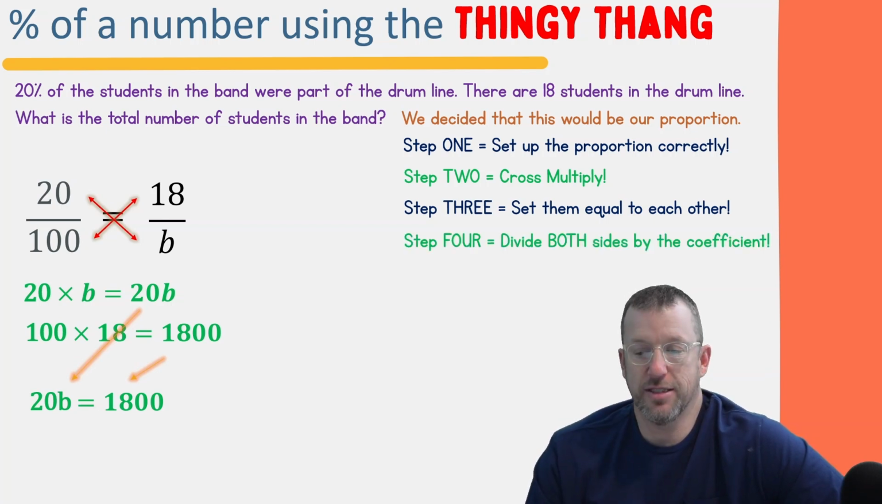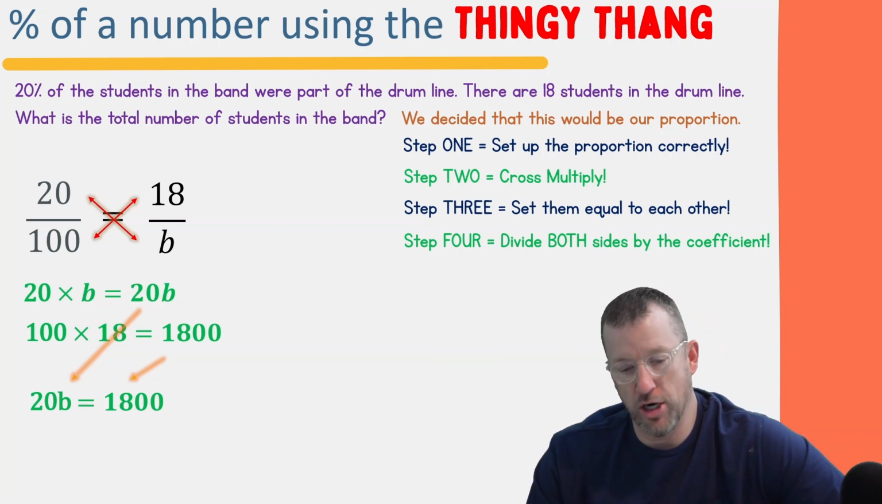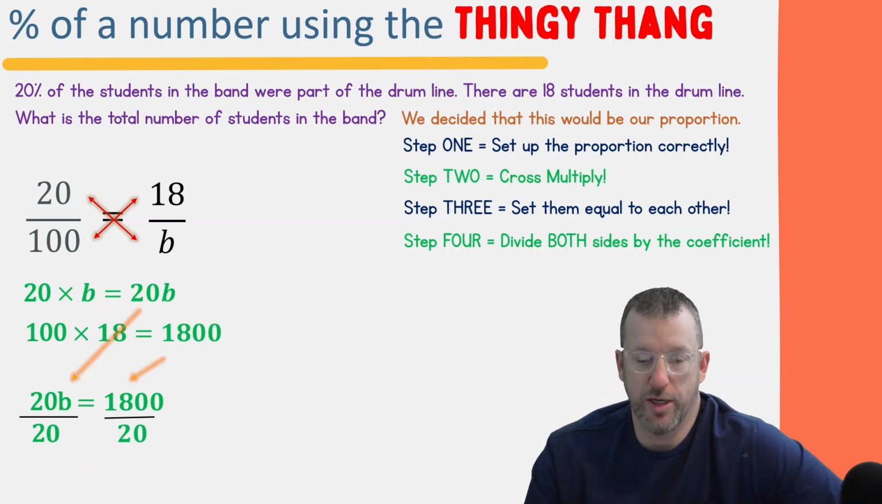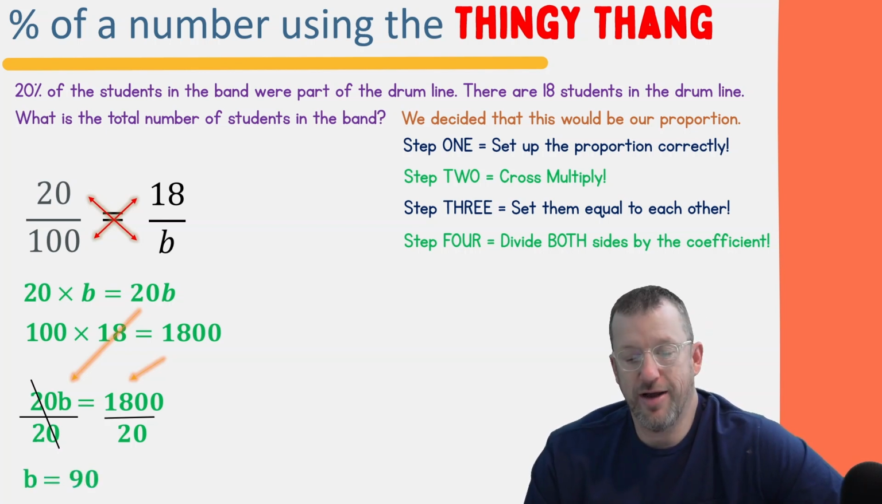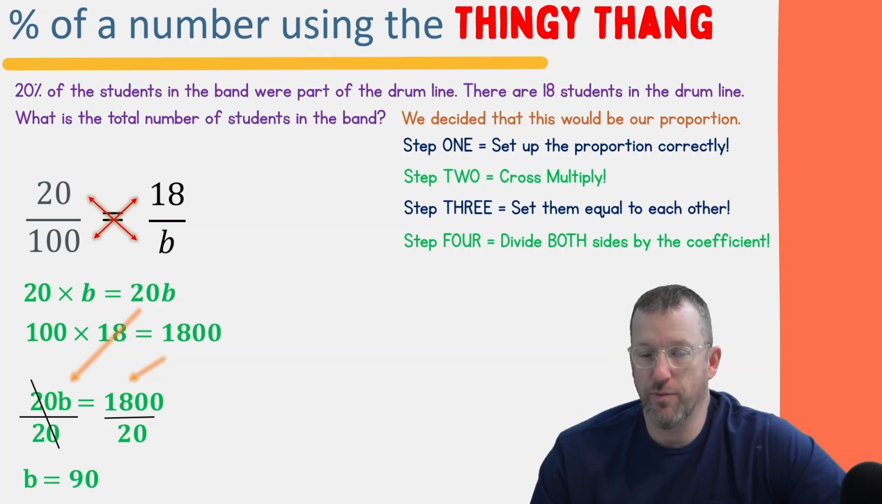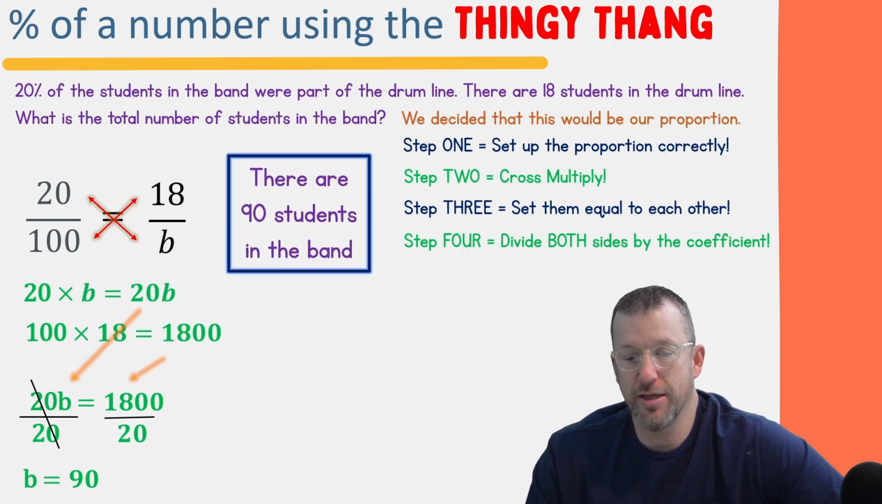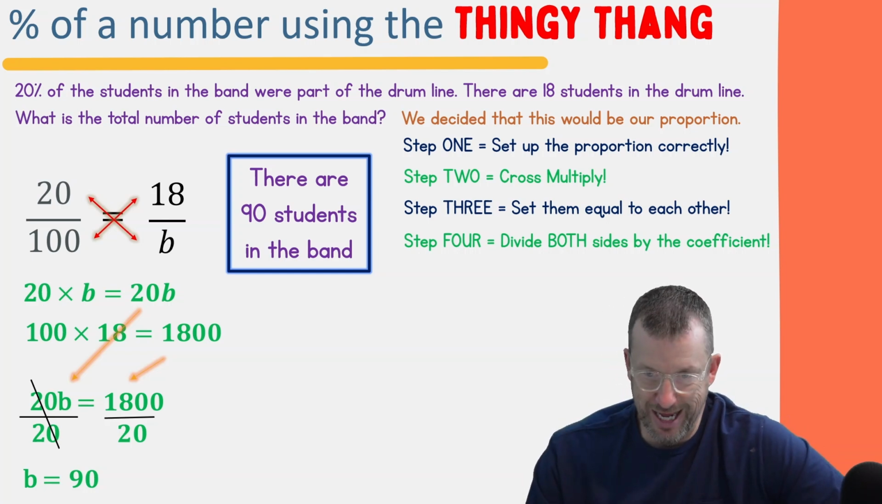So what we have is 20B equals 1800. And the final step is divide both sides by the coefficient. The coefficient is the number that's touching the variable, and that would be 20. So we're going to divide both sides by 20. And remember that 20 divided by 20 is going to cancel out and make 1B, which means one side is going to be B. And then 1800 divided by 20 gives us 90. So that B represents 90. And what was the B all about anyway? Well, it's the answer to our problem, which was what is the total number of students in the band? There are 90 students in the band, and 18 of them are in the drum line.